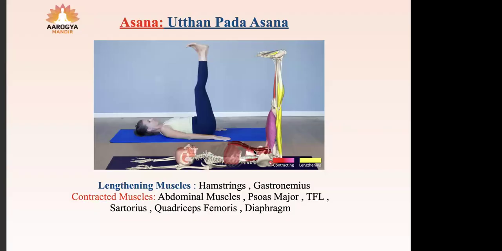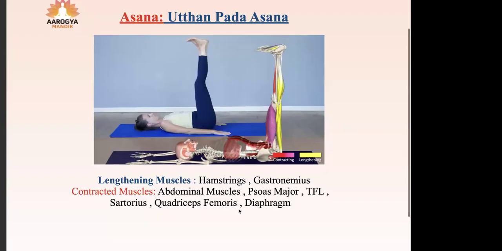So what are the muscles getting contracted? Of course, most of the abdominal muscles are getting contracted. You have the psoas major over here getting contracted. You have the quadriceps getting contracted. Of course, the outer thigh, the TFL, tensor fasciae latae, is also getting contracted. Sartorius, the longest muscle of the thigh, is getting contracted, and the diaphragm.